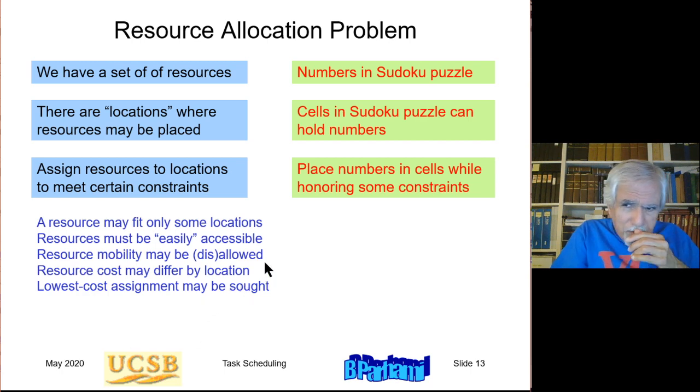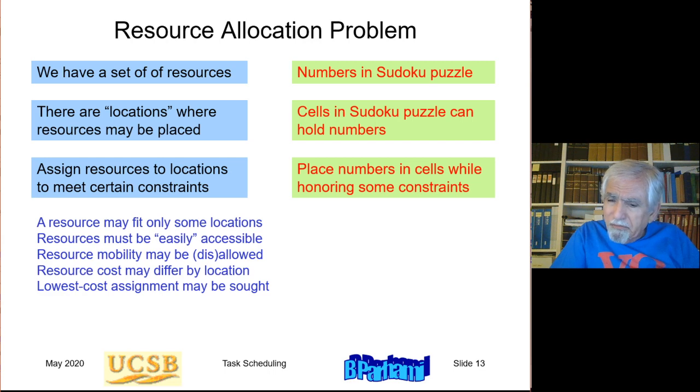So some resources may be mobile. For example, if you want to put police patrol cars in different locations, those are mobile. Once you place them at some location, you can move them to other locations. Whereas if you're placing police stations, those are not mobile.